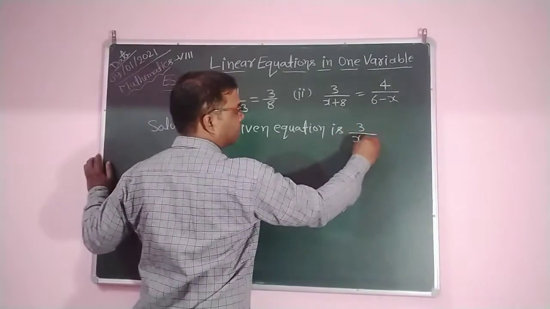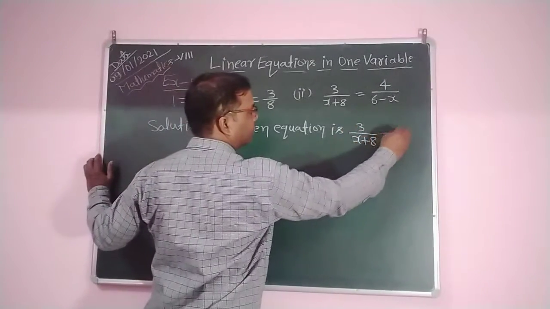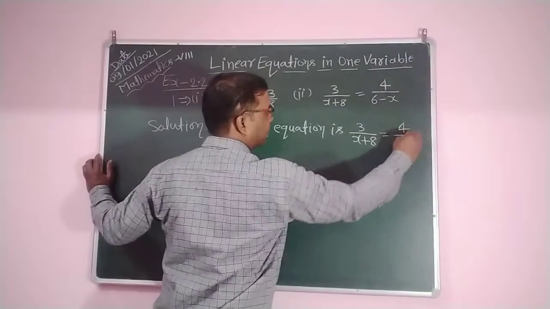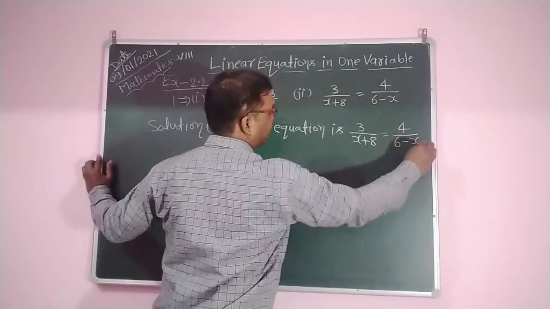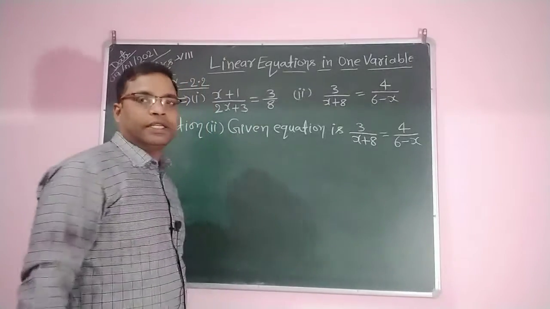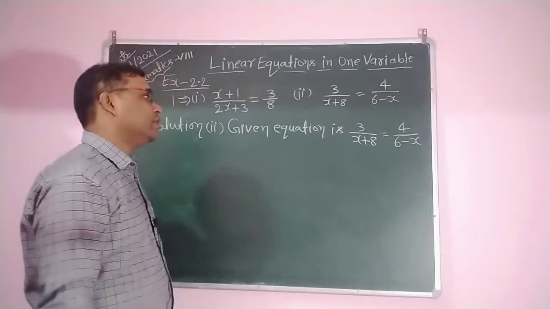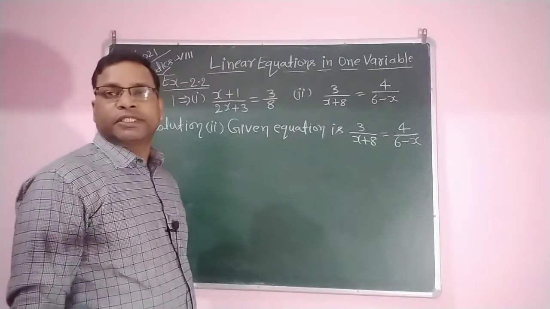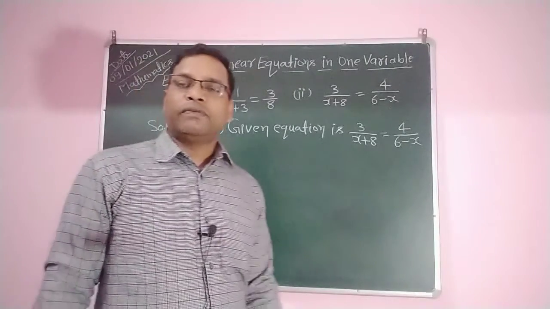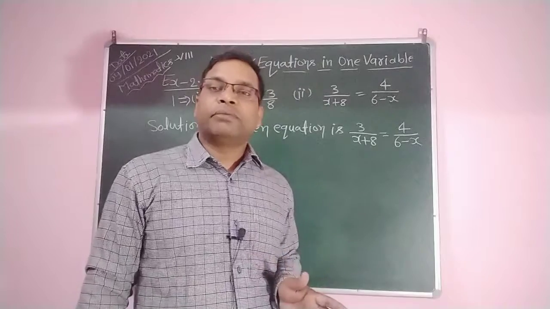3 by x plus 8 is equal to 4 by 6 minus x. This is the given equation. Clear? Now, here we use the cross multiplication method.